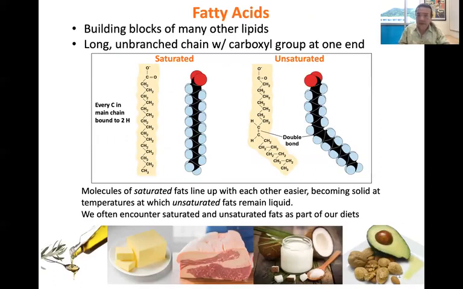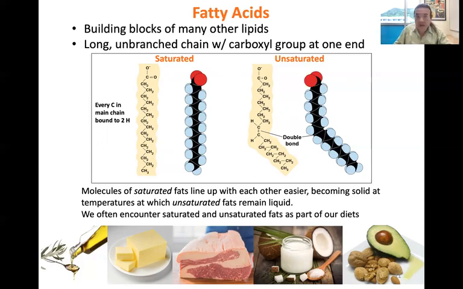Fatty acids are the building blocks of many other lipids. As I described, it's a chain of hydrocarbons with a carboxyl group at the end. So here we have 2 examples of fatty acids. One is a saturated fatty acid, and one is an unsaturated fatty acid. I think you're already familiar with these terms from everyday life. We talk about saturated fats and unsaturated fats.